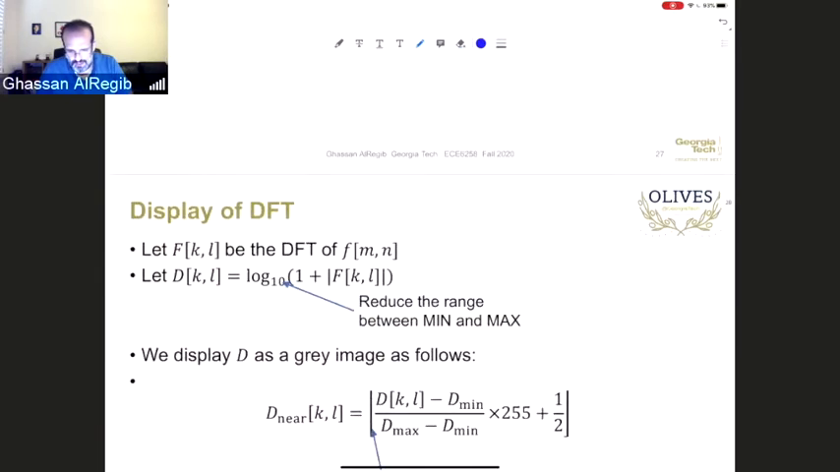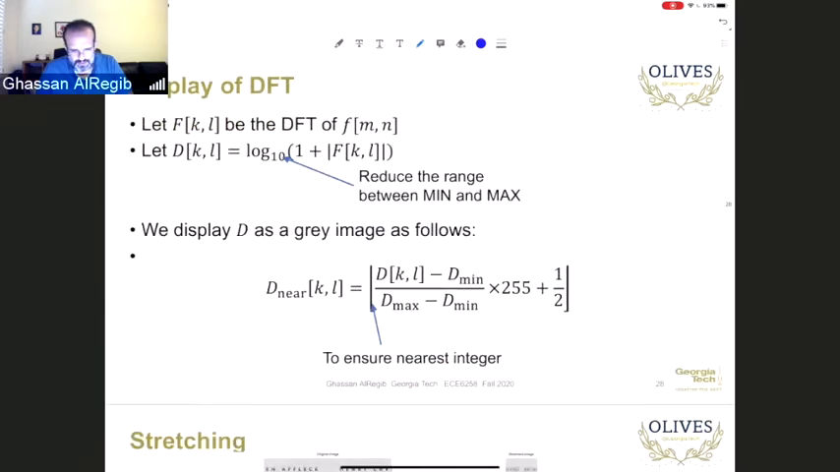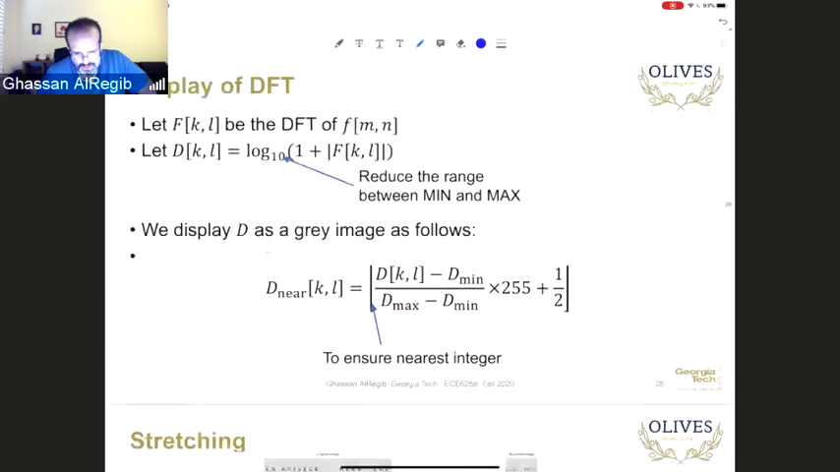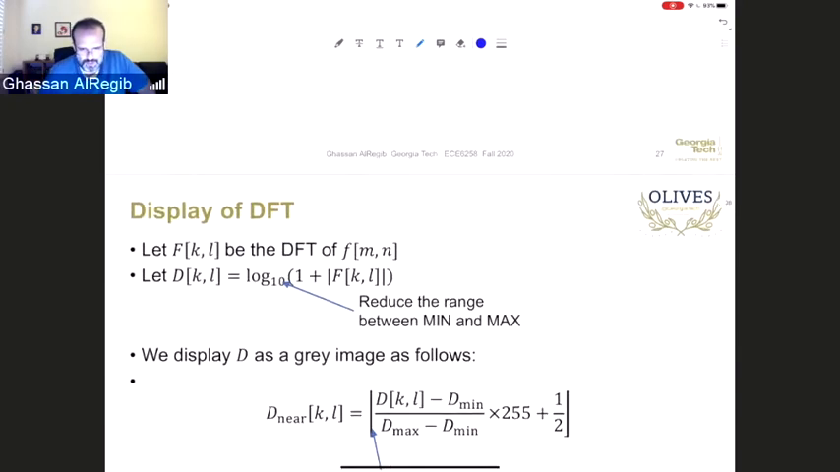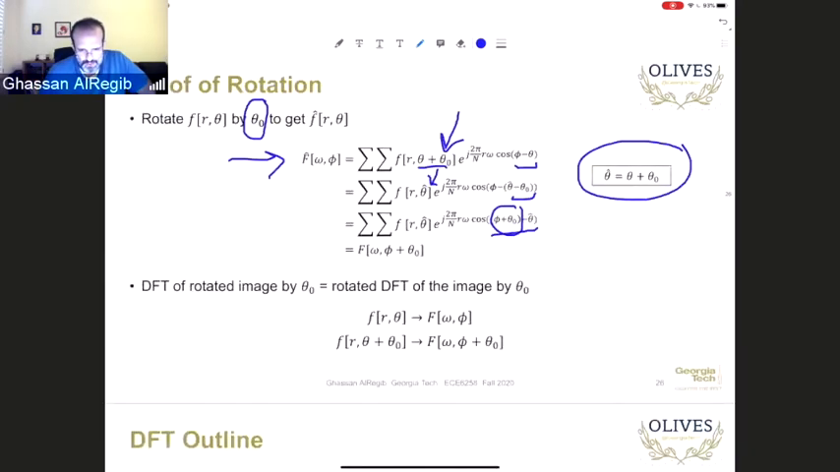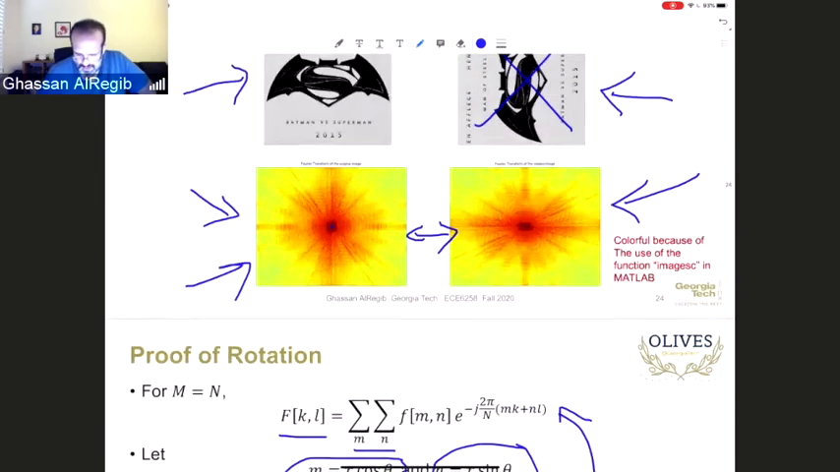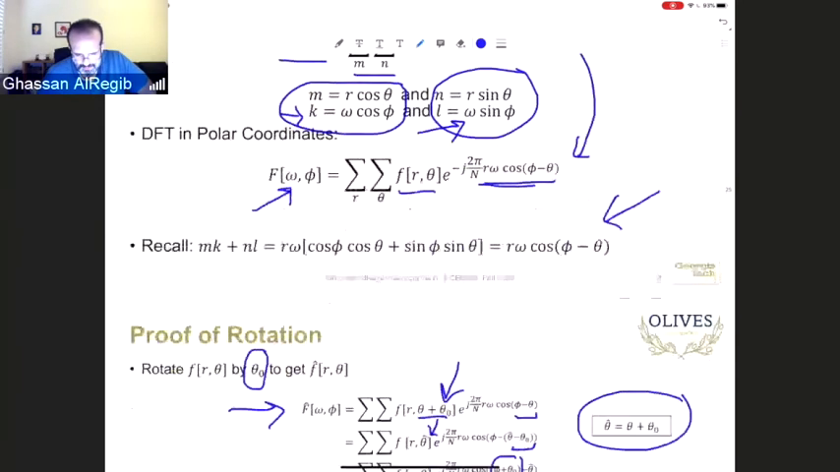And this is how we plot the DFT. There are different ways, but this is kind of the standard de facto way, the most typical way. I want to really get back to some other applications in here, but I want to show you this since we have been showing how we plot this DFT. Okay, so let's really prove the rotation.